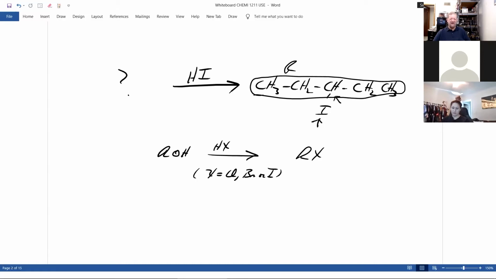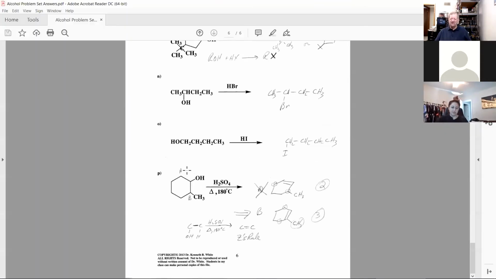Am I going to break carbon-carbon single bonds? No. I ended up with 5 carbons, so I better start with 5 carbons. The carbon with the halogen will be the carbon with the hydroxyl group. I know there are 4 bonds to carbon. And I'm done.